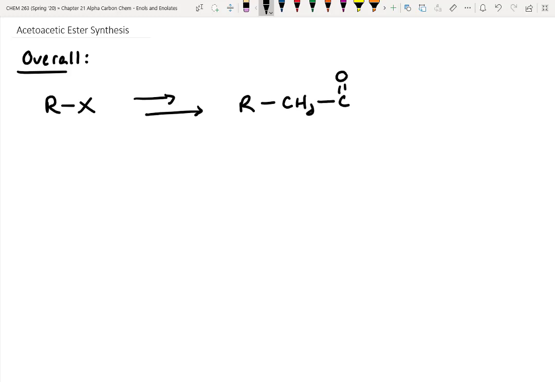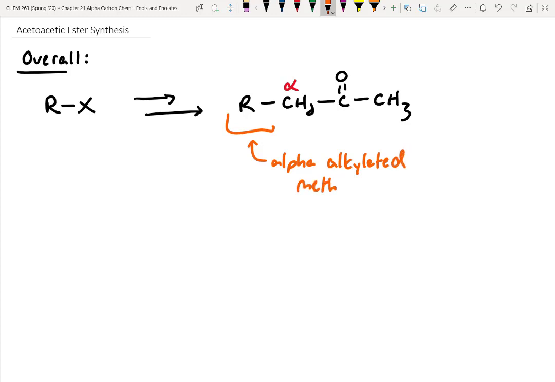that is now a methyl ketone. So the alpha position on the methyl ketone is right here, and our goal is to get this R group installed on that alpha position. So this is going to be an alpha alkylated methyl ketone.